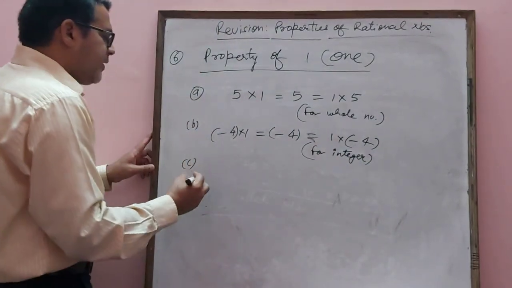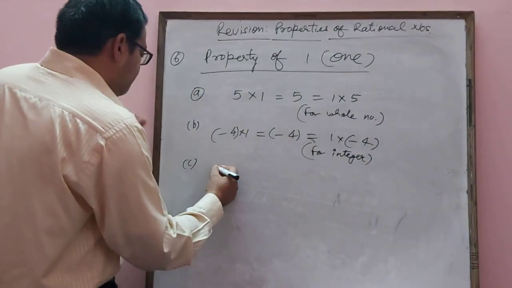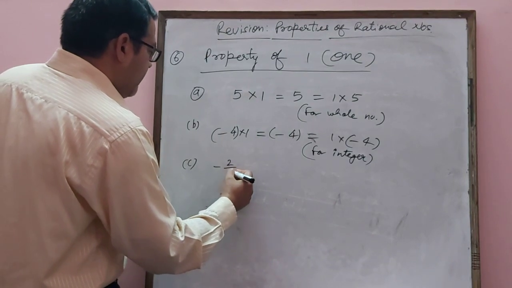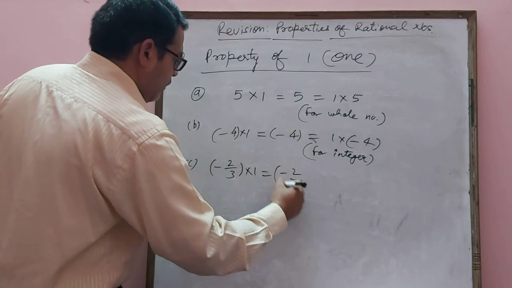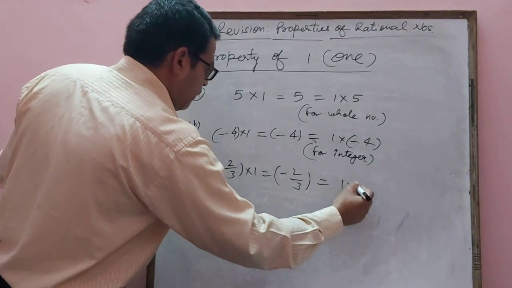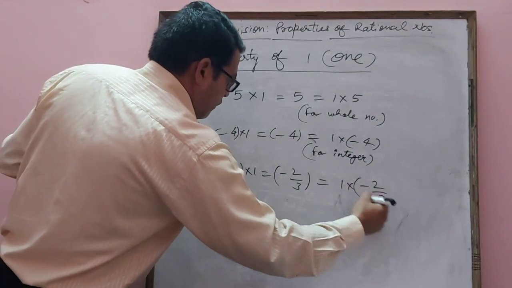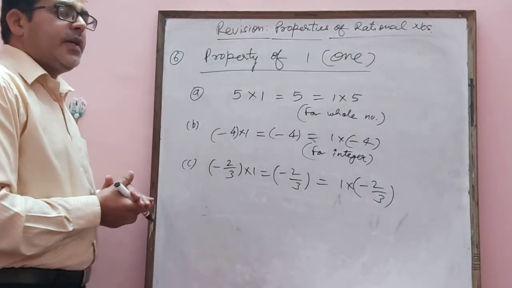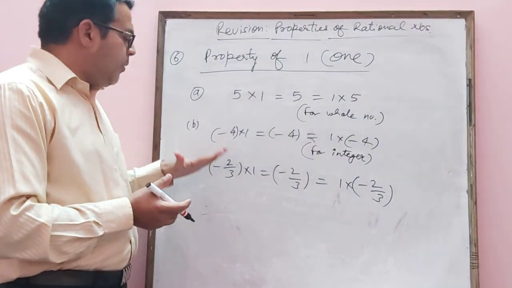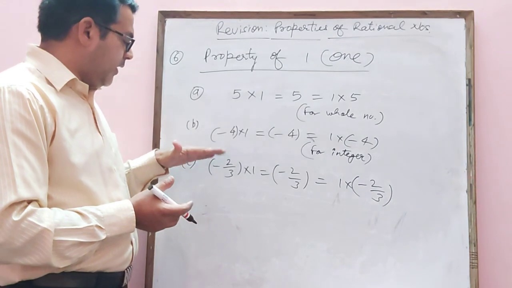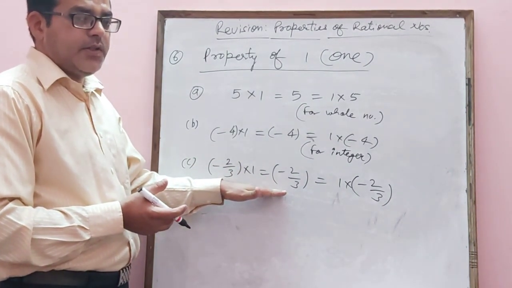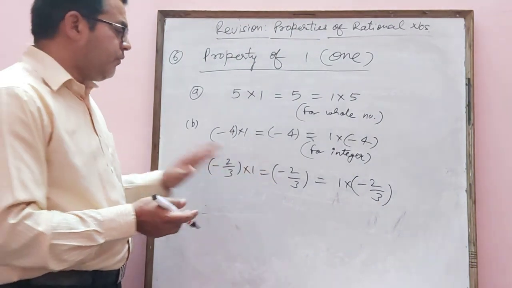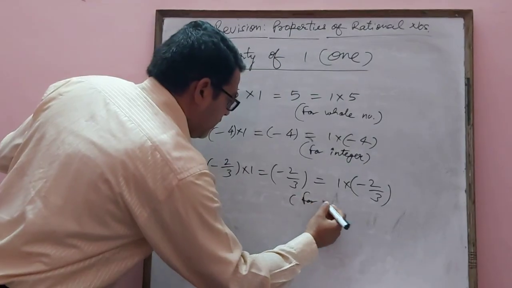In the third case, I am taking -2/3. I am taking it as a rational number. So if you multiply any rational number by 1, we will have the same rational number as a result. So this is for rational numbers.